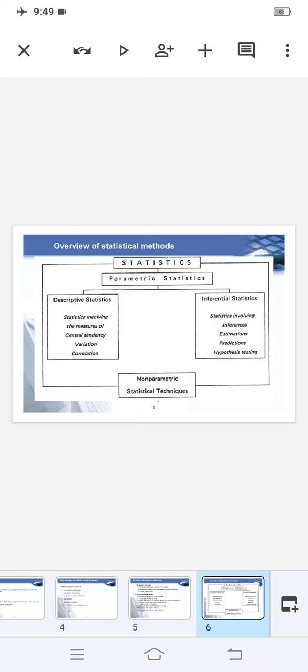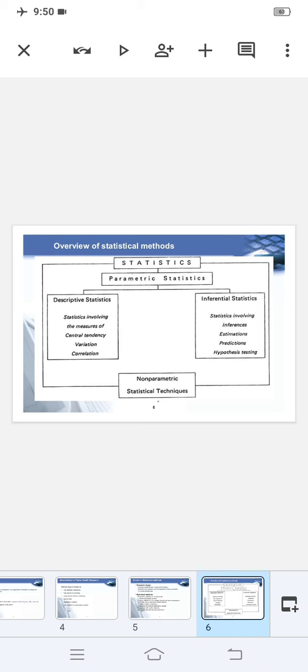Now let's have a look at the statistical methods. We can classify statistical methods in two types under the heading of parametric statistics. It is divided into two types: first is descriptive statistics and second is inferential statistics. And after that, non-parametric statistical techniques are also there.